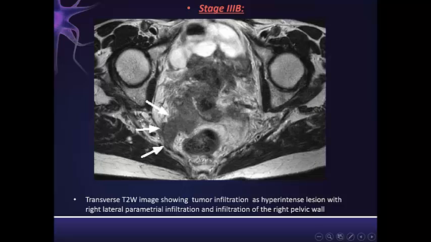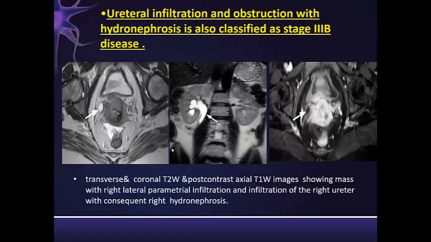If it is reaching the pelvic side walls, the pelvic muscles, this is stage 3B. If it is reaching the pelvic muscles, and this is how to see in the axial plane, this is stage 3B. If we have infiltration of the ureters, this is very important. I think this is an important question for surgeons, if it is infiltrating the ureters or not. So very important to check the kidneys and to see if it is infiltrating the ureter or not. Here there is ureteral infiltration with obstruction with subsequent hydronephrosis. So this is stage 3B disease.